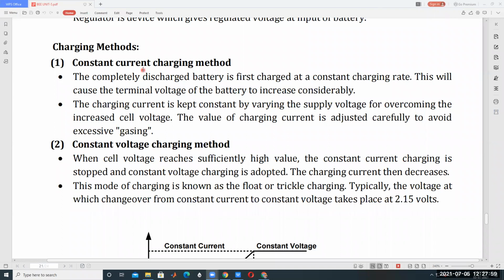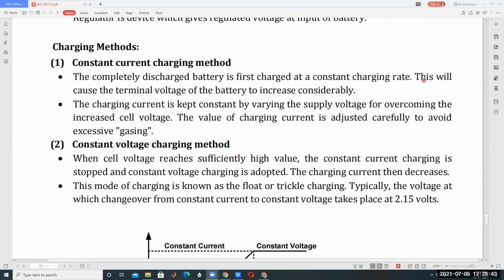First, the constant current charging method means we have to maintain the current constant during the charging condition. The completely discharged battery is first charged at a constant charging rate. We have to maintain the charging of the battery at the constant charging rate. This causes the terminal voltage of the battery to increase considerably.